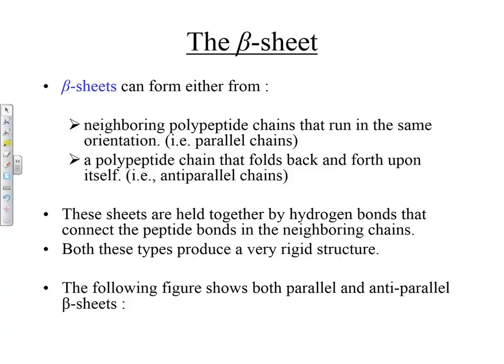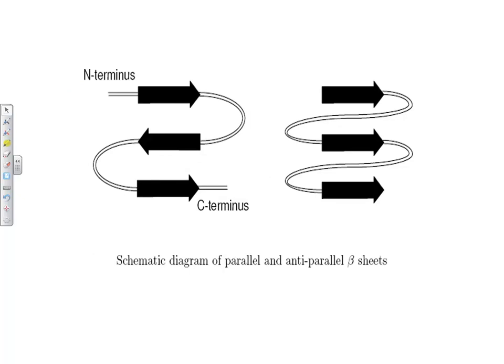So that does our treatment of alpha helices, all right? Then the next special kind of motif that we have is called a beta sheet, right? Now, beta sheets can form either from neighboring polypeptide chains, which run in the same orientation, that is parallel chains, or a polypeptide chain that folds back and forth upon itself, that is anti-parallel chains, okay? And I think if I go to the next slide, I can show that to you clearly.